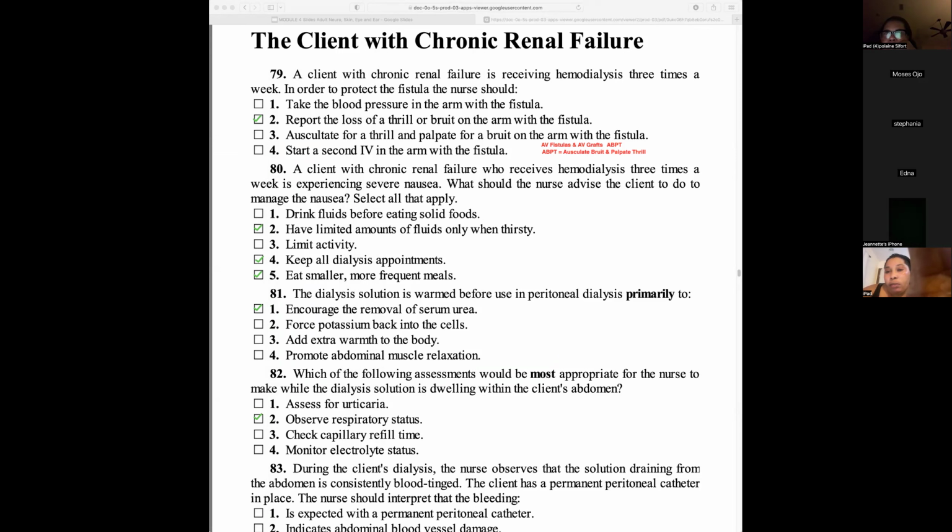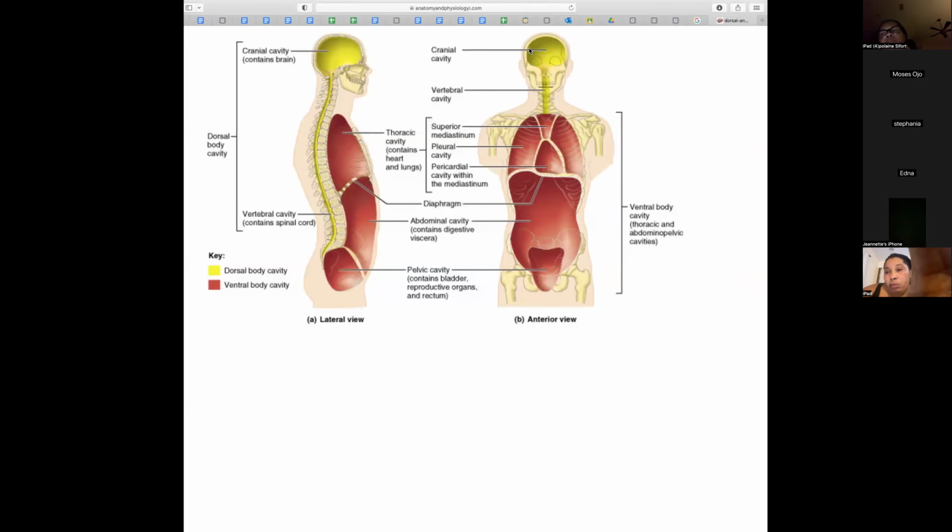So what happens when we put fluid in the abdomen? What are we doing to the intra-abdominal pressure? Increase it. We're increasing it. So let me show you a picture, and the words are a little blurry, but I love this picture.